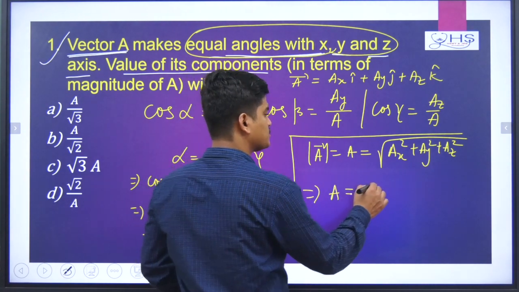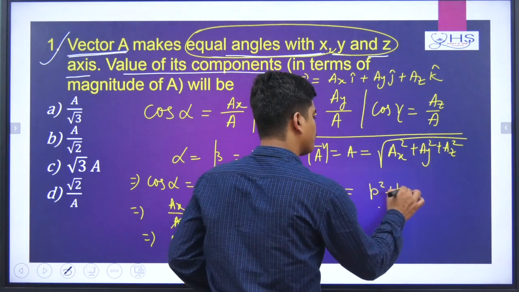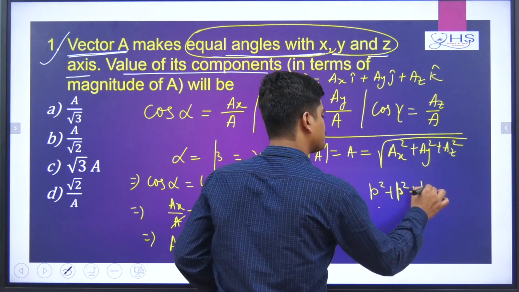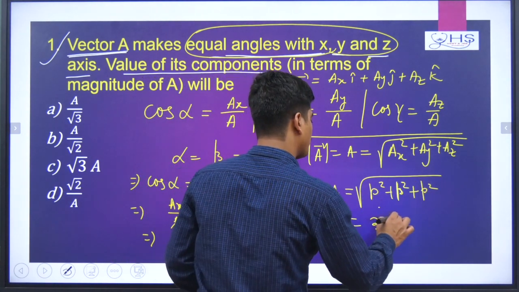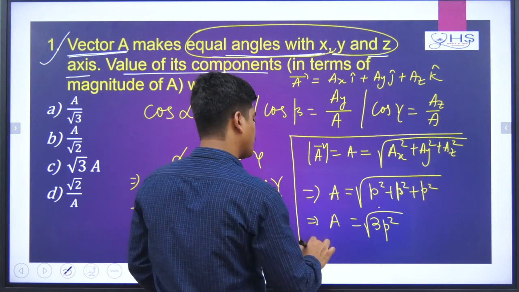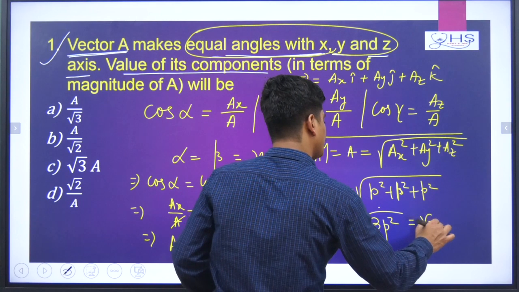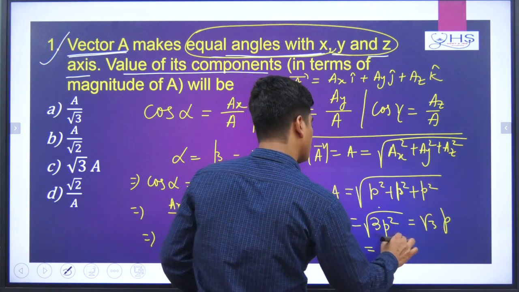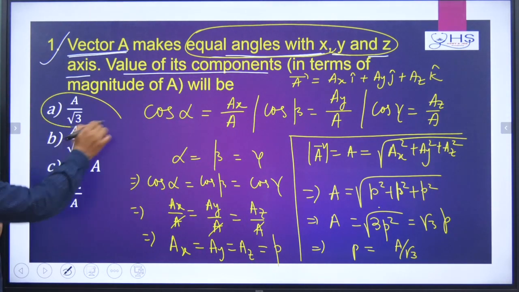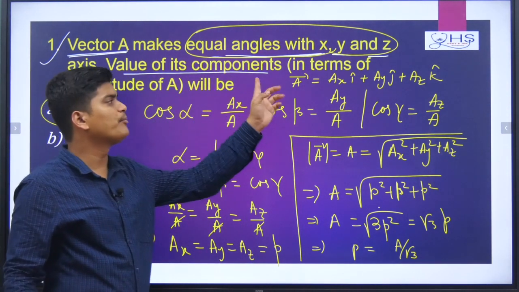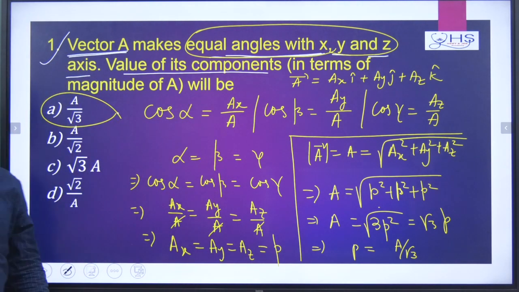A is how much? In place of Ax, Ay, Az I can write p, so it will become the square root of p square plus p square plus p square. Now p square plus p square plus p square is nothing but 3p square, under the root. That will be A. Here you see it is coming root 3 into p, and p value is nothing but A by root 3. So they are asking the value of components, meaning Ax, Ay, Az. What is the value? That is nothing but A by root 3.